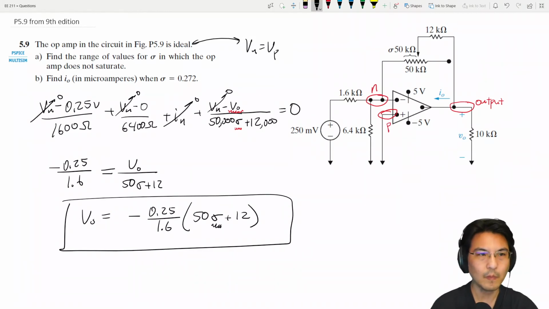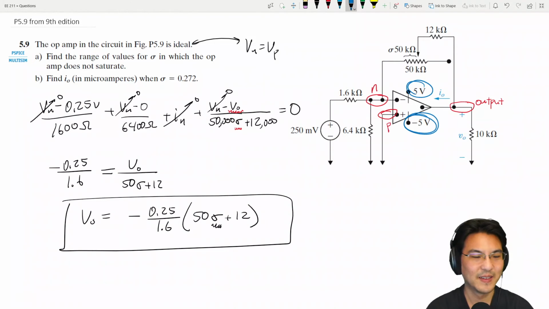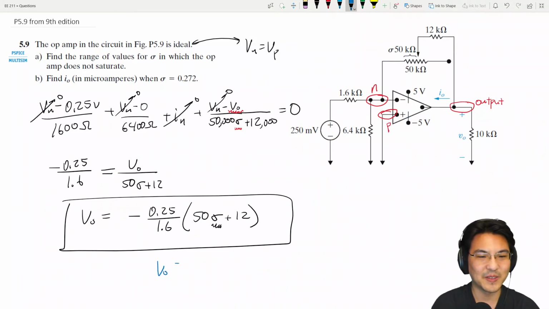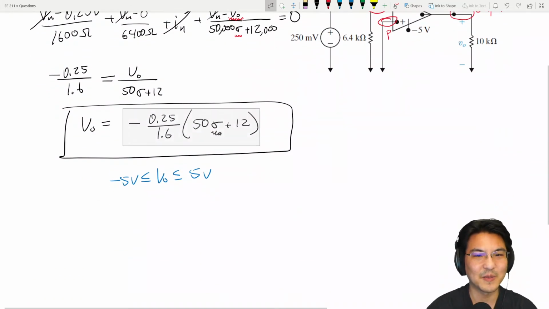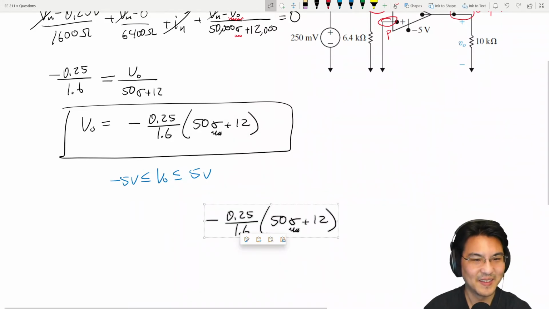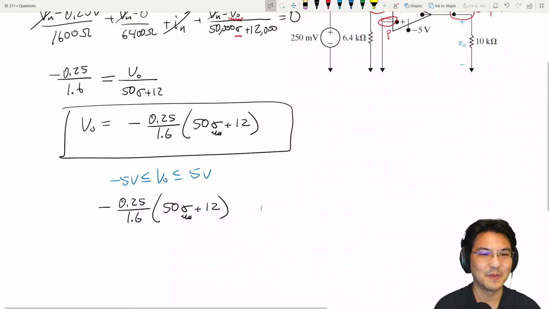All right, so what range can we have for sigma such that the op-amp does not saturate? The output voltage can't just be whatever we want. It can only be between 5 and -5. So the output voltage has got to be in between these two, which means this, I'm just going to copy and paste, this has got to be between 5 and -5.